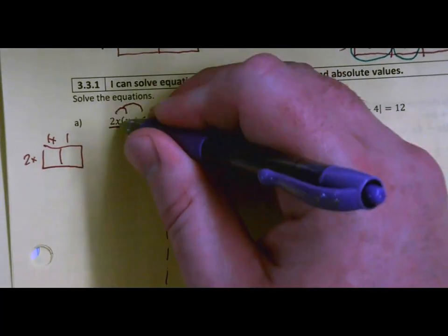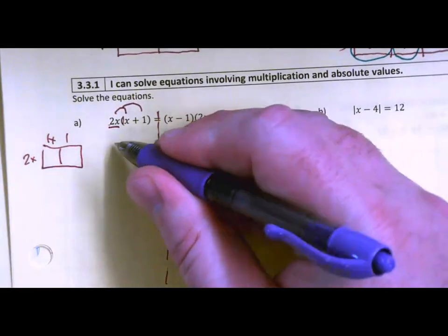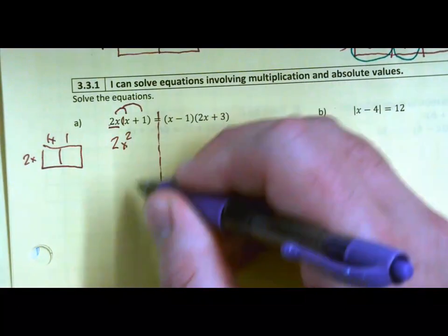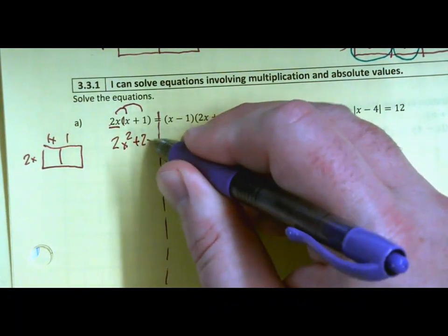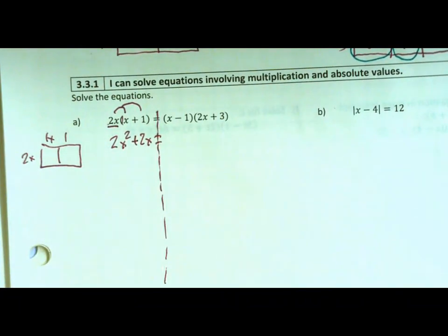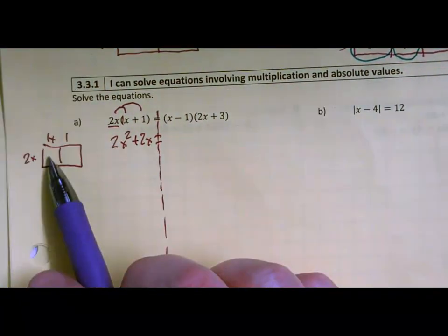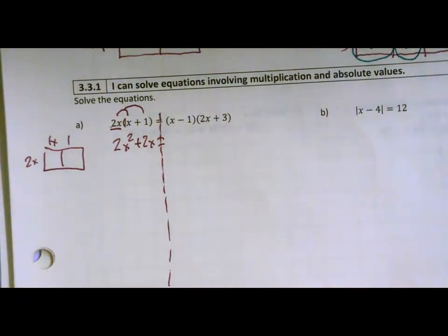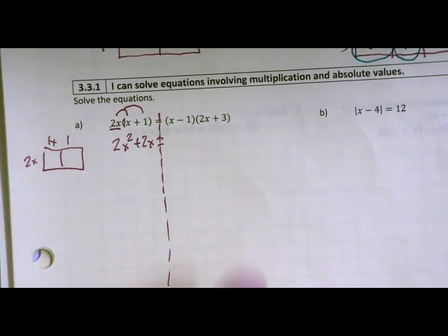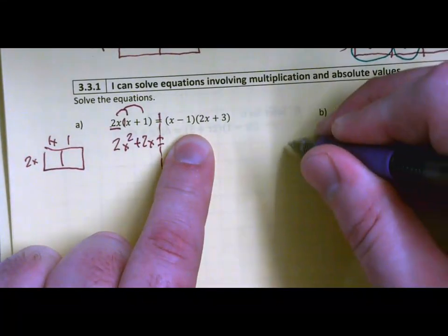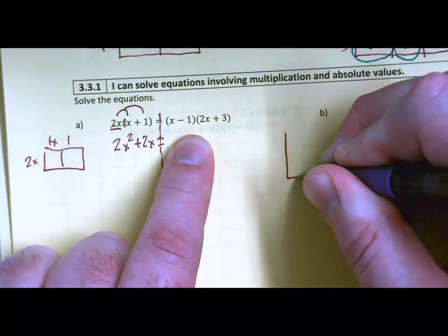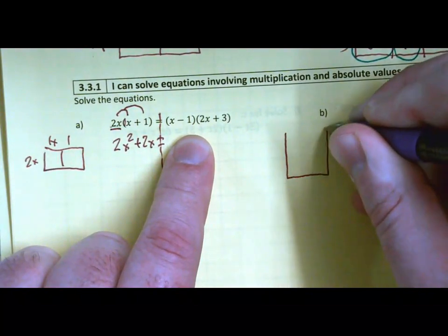Help me out. What is 2x times 1x? 2x squared. And 2x times positive 1 would be positive 2x. Now, if we'd done that with the box, that's exactly what we would have gotten inside of the box. For this one, I don't really like using shortcuts, although some of you do, and that's fine, but I'm going to go ahead and draw my box off to the side here.